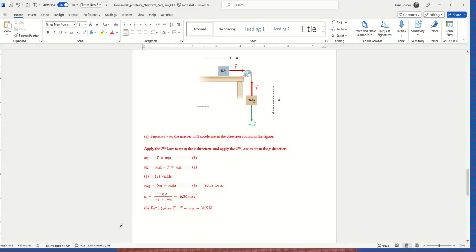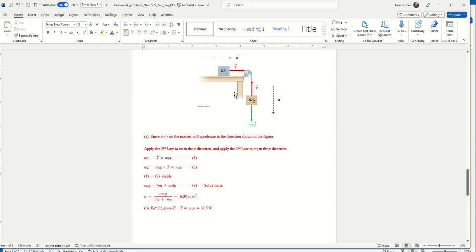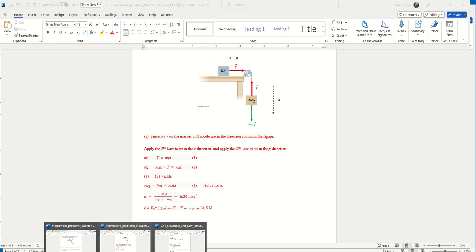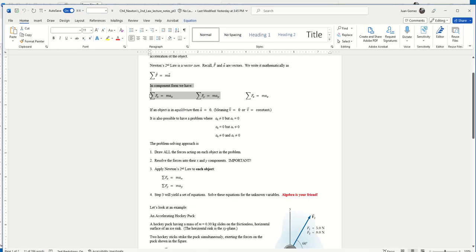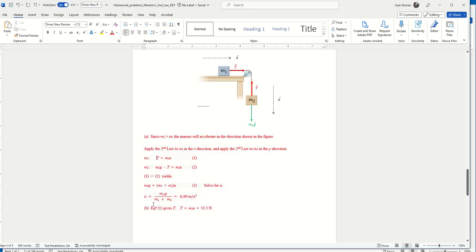So what's the only force acting on m1 in the x direction? It's the tension. So when we say the sum of the forces in the x direction, that's just T. And so T must equal m1 times a. Remember, sum of the forces equals mass times acceleration. So T equals m1a. I'll call that equation 1. Now likewise, let me do the same to m2.